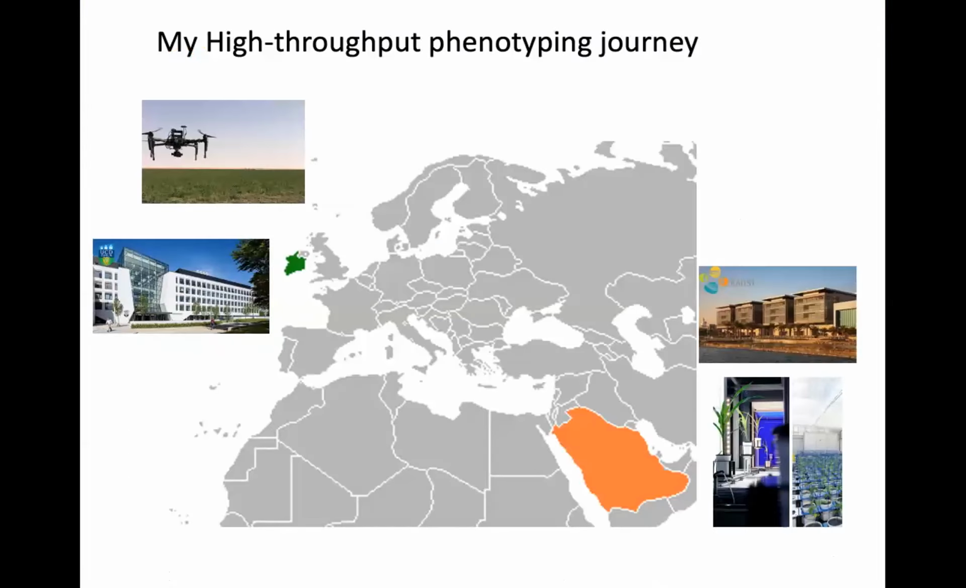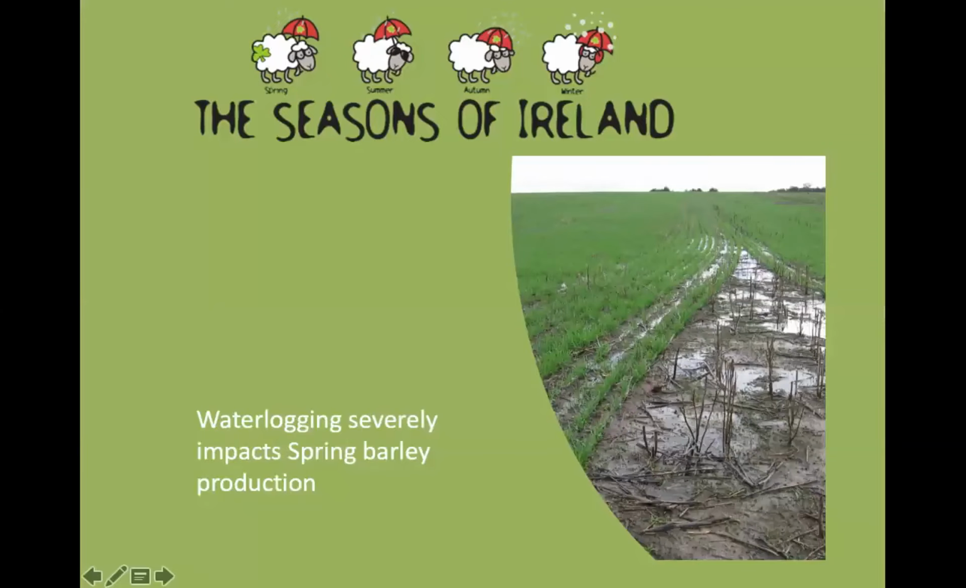And now, what I'm doing now, my high-throughput phenotyping journey: in Saudi Arabia, I mainly focused on controlled conditions, although I did have field trials, but they weren't high throughput. Then in January I moved to Ireland at UCD, where I'm doing high-throughput phenotyping in the field. But I'm not studying salinity tolerance. Due to the seasons of Ireland, I am actually looking at another abiotic stress, which is waterlogging in barley.